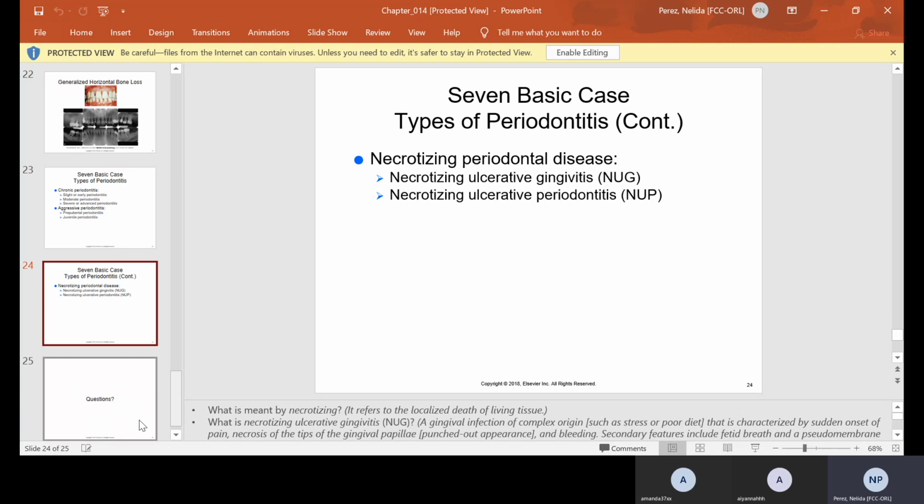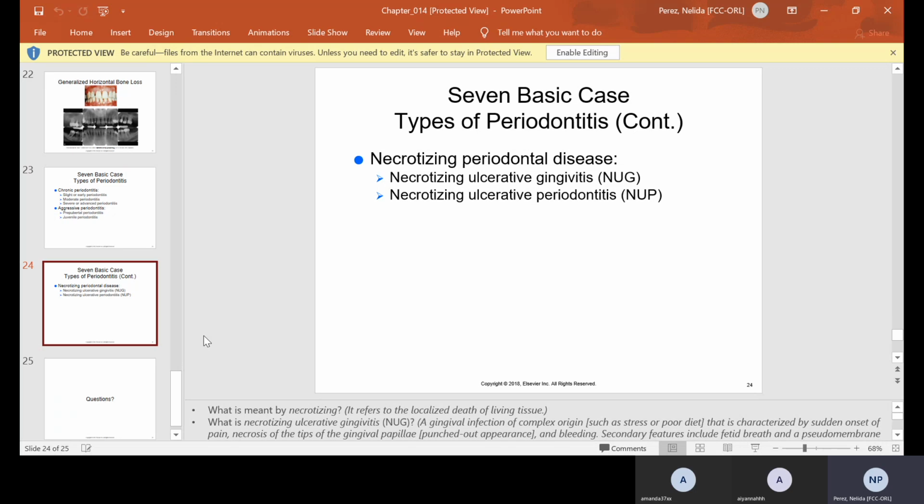Please look in your Kindle because I saw some great pictures in there, or Google it so you can see it. Necrotizing refers to the localized death of living tissue. Anytime you hear the doc say necrotic, that means it's dead. A lot of times they use the word necrotic because patients just don't know, and we don't want to say, oh, the tissue's dead, or the tooth is dead. So we use necrotizing for perio and necrotic for endo. You will hear these words, please know them.